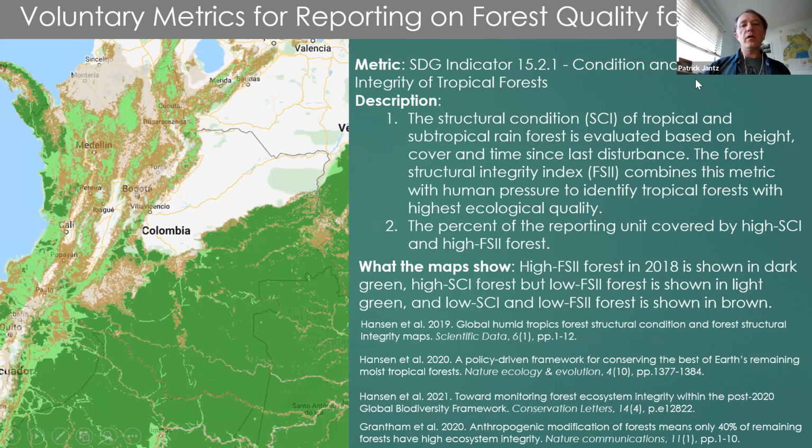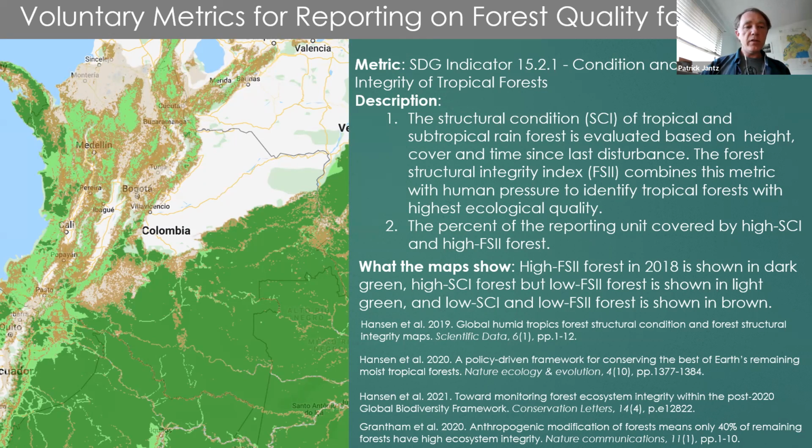But just taking a broader view now of this idea of forest structure and environmental or ecological integrity. Another project that's related to this is really focused on working with Colombia and a couple of other countries in South America to develop voluntary metrics for reporting on forest quality for SDG 15. Many of the standard metrics for SDG 15 focus on forest extent or forest cover, but we're essentially trying to make the case, because we've seen with these analyses in Colombia and analyses from other places in the tropics, that the structural condition of the forest is also important to consider, as are human impacts.